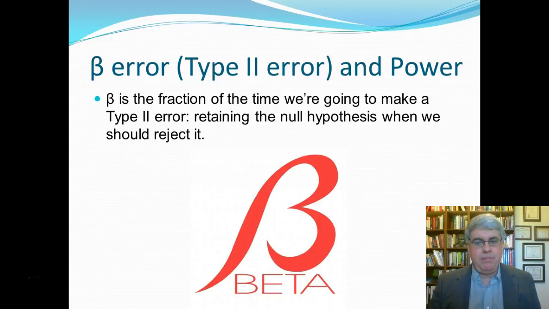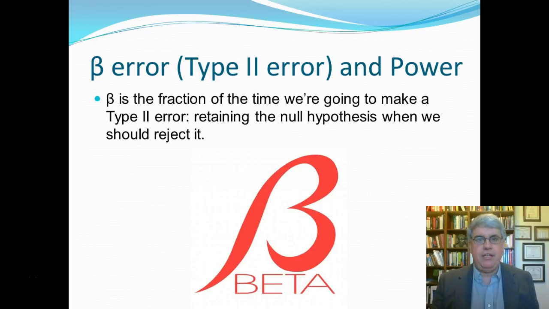And so the type 2 error is when we conclude that we don't know if there's a relationship when there really is. When we say, I don't know. But we should have been able to see that relationship if we had measured everything in the whole population. So this type 2 error is also called beta error. And so our beta error is retaining the null hypothesis when we should reject it.